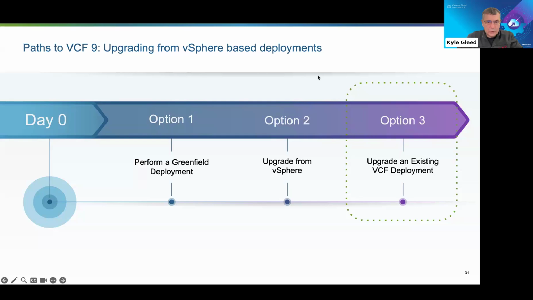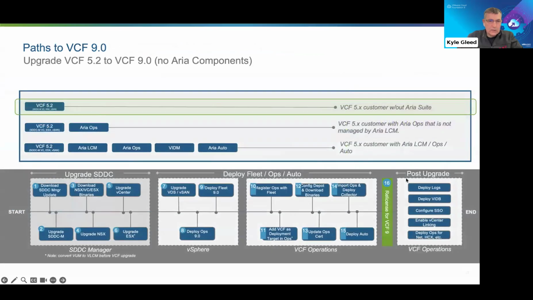So we talked about option 2 in pretty good detail. Now we're moving on to option 3. And so we're going to look at it from a similar perspective. Here we have our 5.2 environment. You can upgrade from VCF 5, I believe 5.0 and above. You'll want to check the release notes on that. I'm using 5.2 in my example because this is what I tested in my lab.